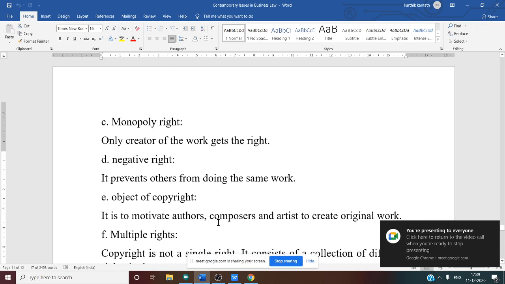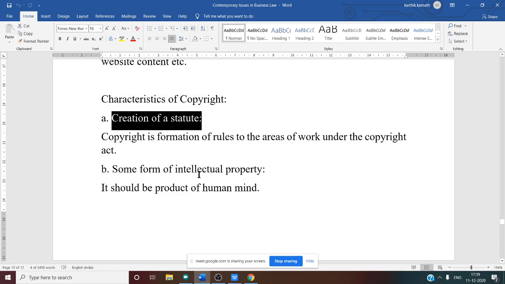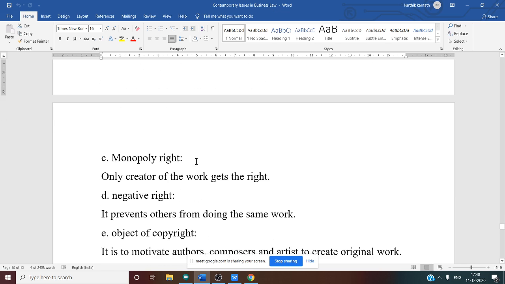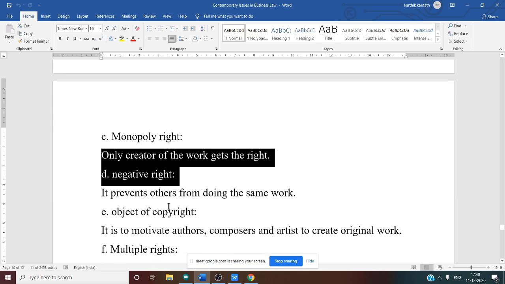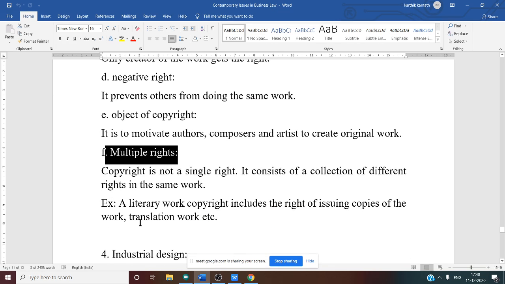So these are the features involved under copyright. So there are: creation of statute, some form of intellectual property, monopoly right, negative right, object of copyright, and multiple rights. Total 6 features are there.